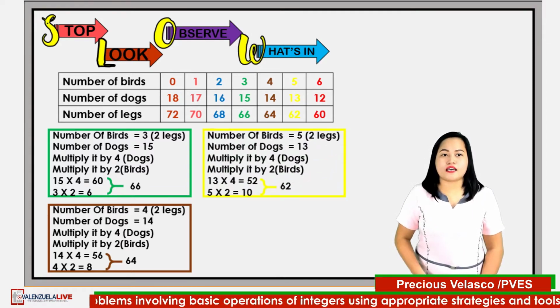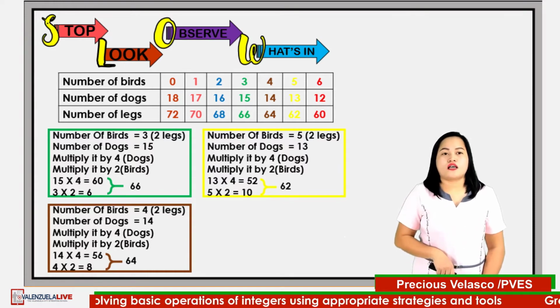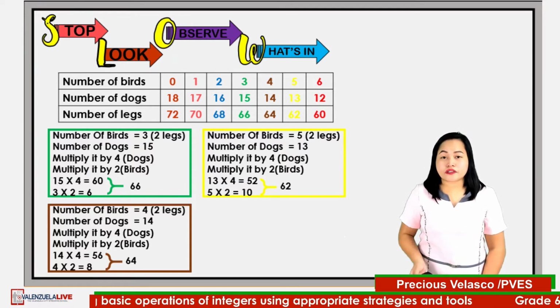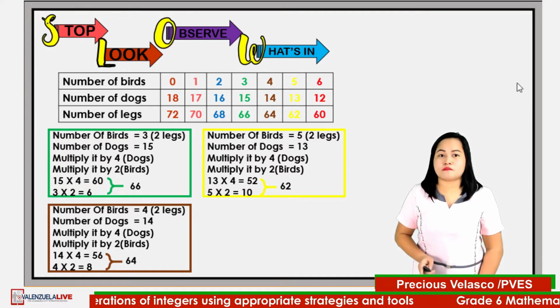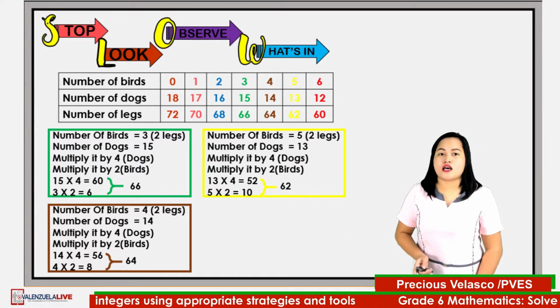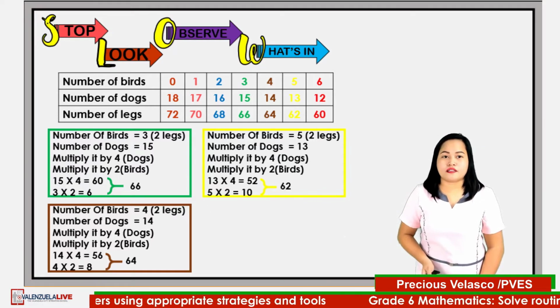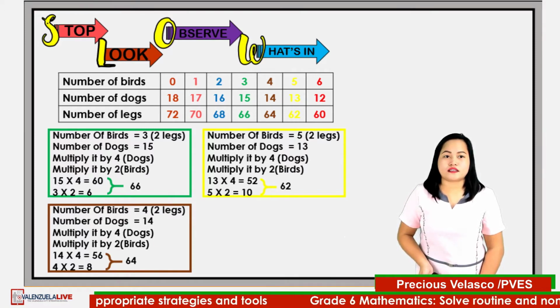How about if I try 5 number of birds and 13 number of dogs? So we have 13 times 4 is 52, and 5 times 2 is 10. If I'm going to add this, we have 52 plus 10 is 62.